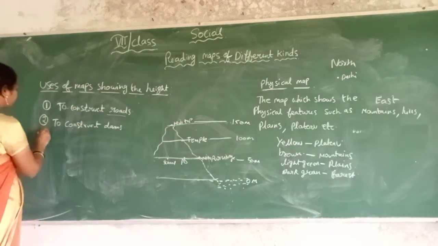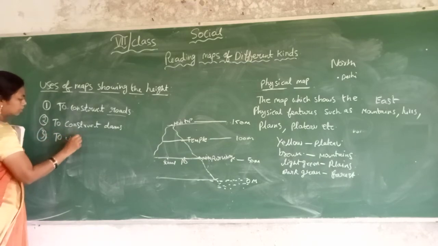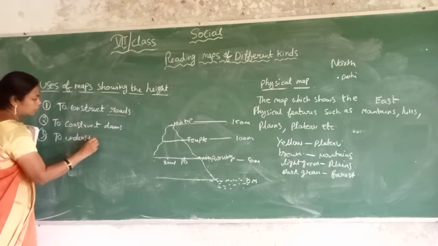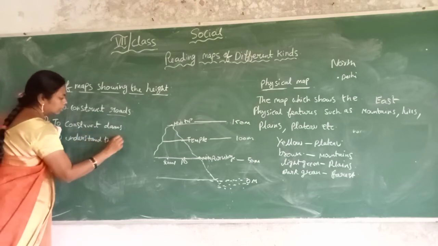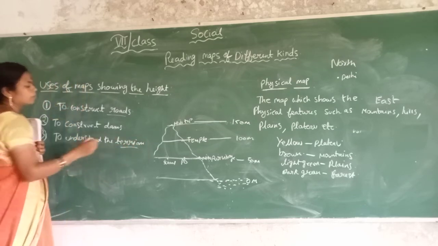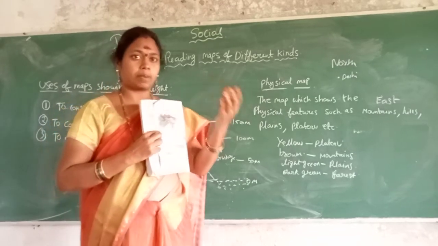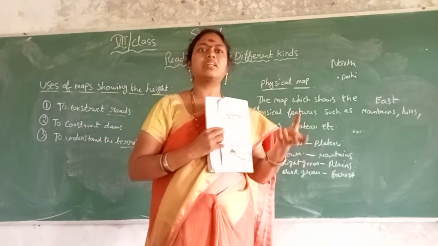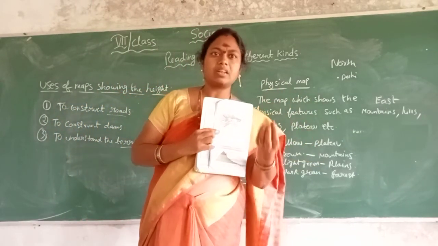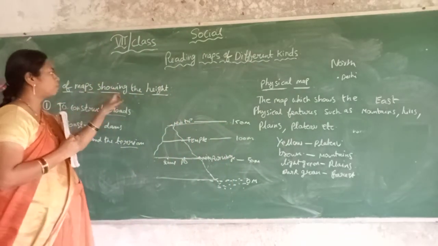And at the same time, one more most important feature is to understand the terrain. To understand the terrain means what is the feature of the land, whether it is a plateau, a plain, or a mountain. To understand the nature of the land also, you need to understand the map showing the height.